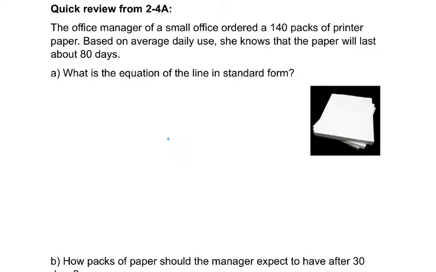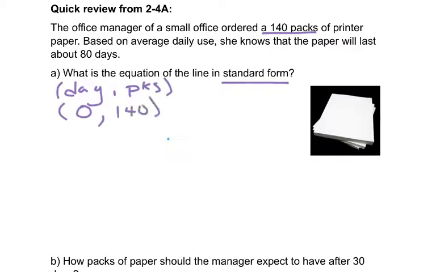Based on average daily use, she knows that the paper will last about 80 days. What is the equation for a line in standard form? Now notice they're giving you the final version, but that doesn't mean we have to start with that format. What we're told is at the beginning she orders 140 packs. So basically on day 0, when we're starting this, at day 0 we have 140 packs. At day 80 we should be using them all up, so we would be down to 0 packs left. So we're given 2 points. They've just hidden it a little bit in a word problem.